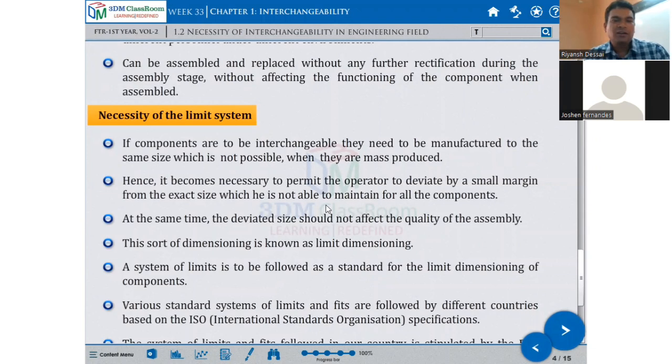On this necessity, this limit system is required. The components are to be interchangeable. They need to be manufactured to the same size, which is not possible when they are mass produced. The same size cannot be produced for interchangeable products, but you can maintain the limit, plus or minus. Okay?